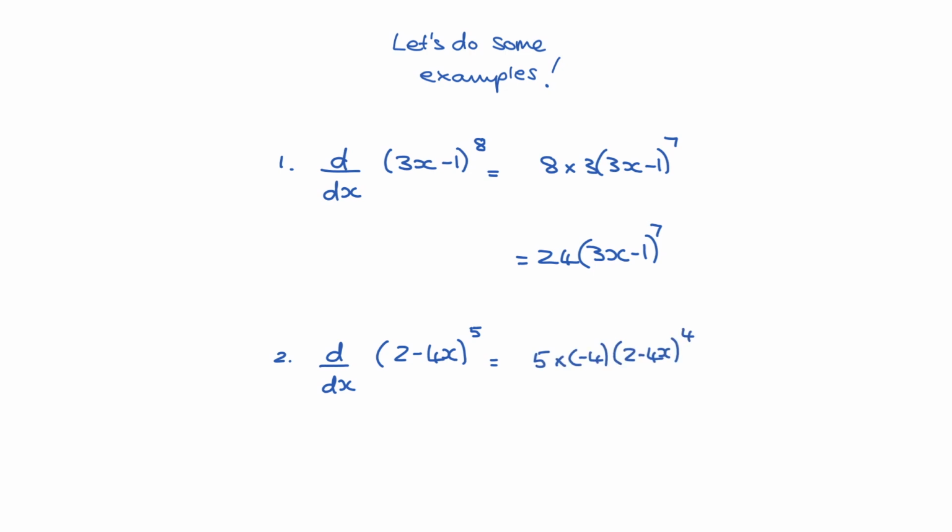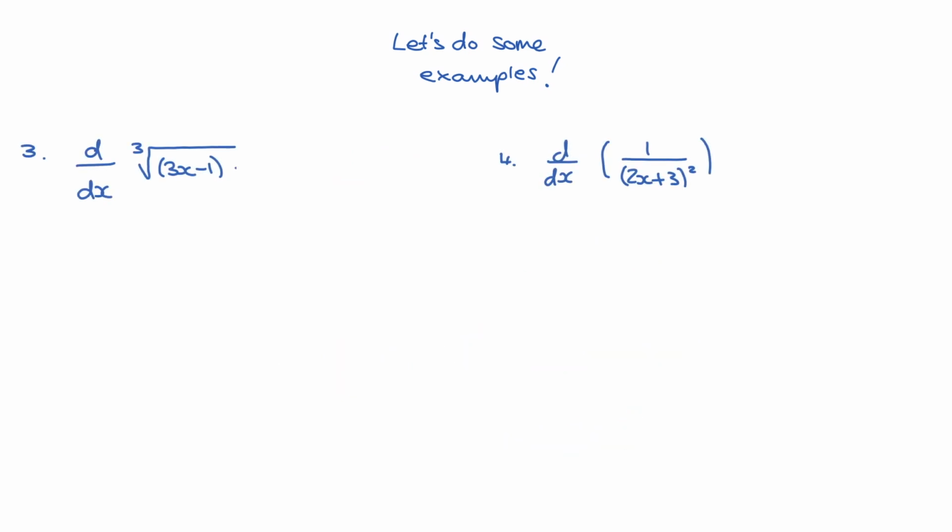Similarly here, differentiating (2 - 4x)^5, we multiply by 5 and reduce the power by 1. And we also multiply by the coefficient of the x term, so that's negative 4. 5 times negative 4 times (2 - 4x)^4. And that would be -20(2 - 4x)^4.